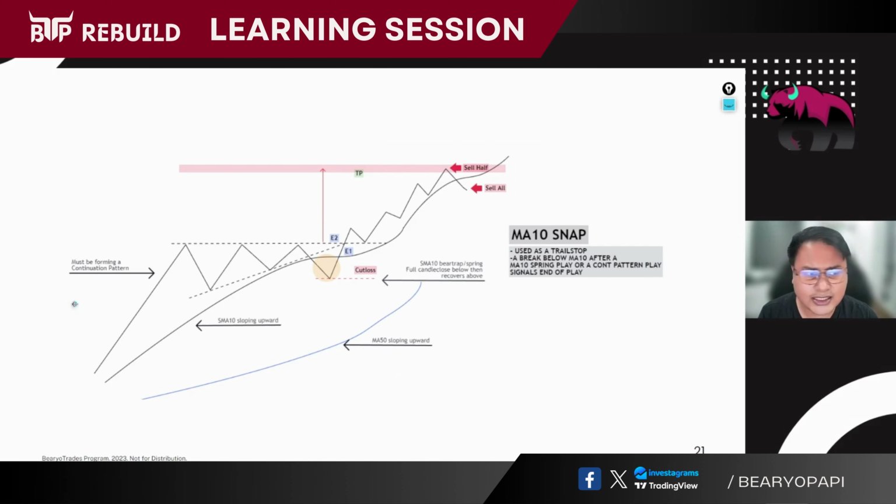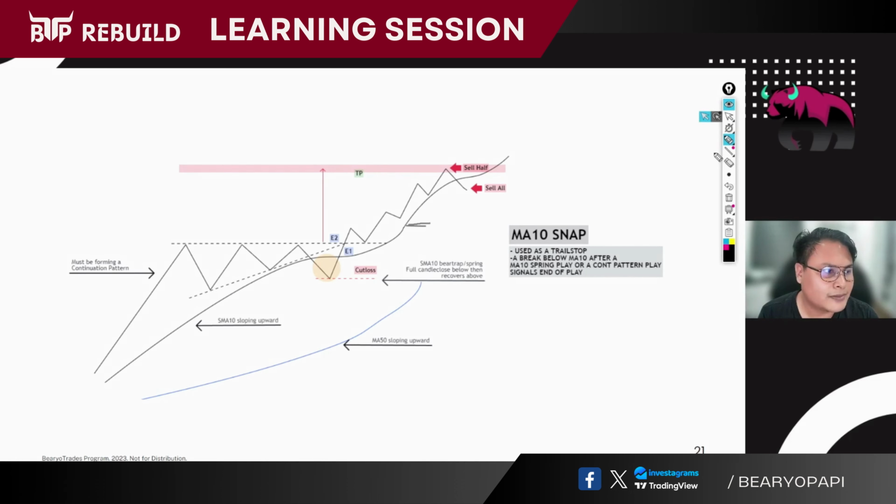And yung sell signal naman natin is our MA10 snap. So basically, you're using it as a trail stop, and a break below the MA10 after an MA10 spring play or a continuation pattern play signals the end of this momentum or the end of this rally.